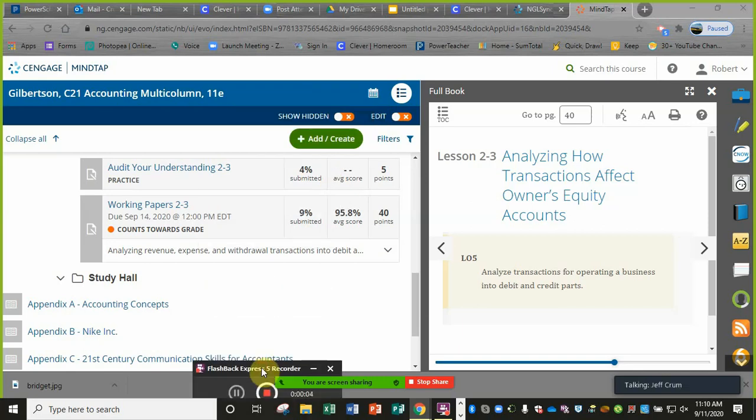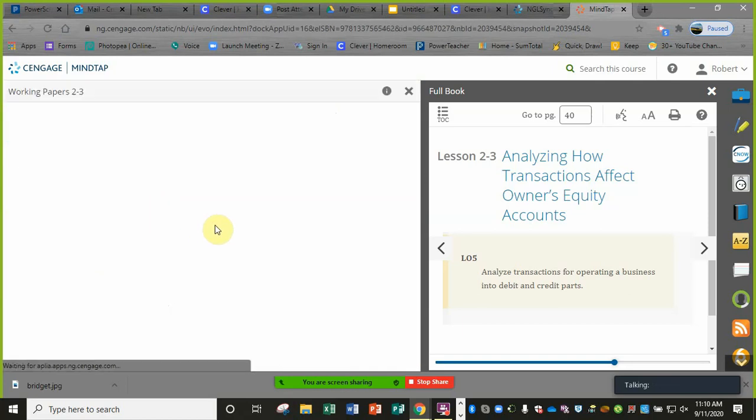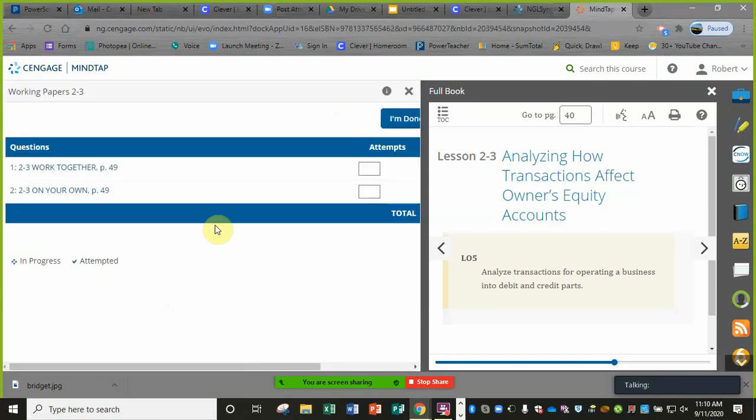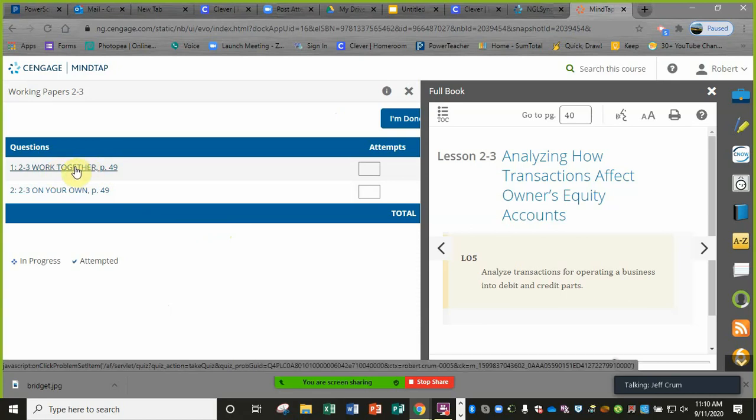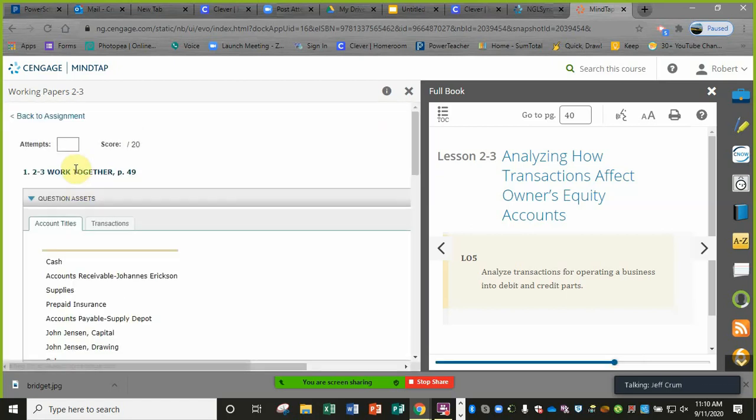Okay, so we got the 2-3 working papers, so go ahead and click on that one. And just like on the others, I'm going to do the work together. So we're doing the work together. So click on that. And it's going to be like section 2.